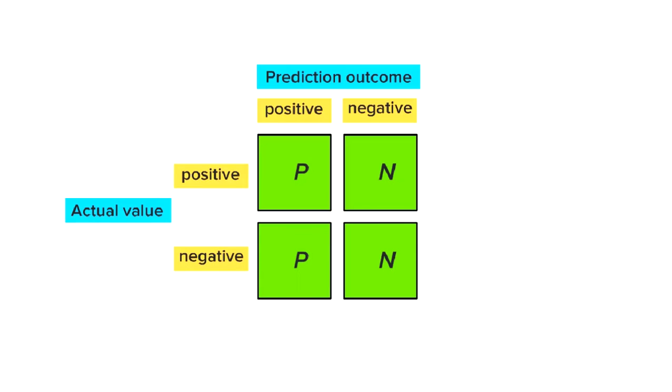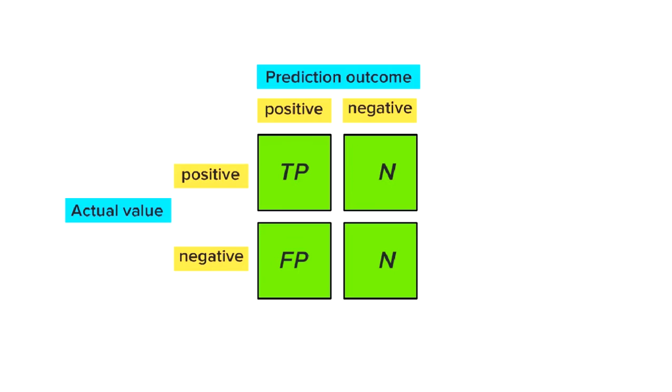Now, if the class predicted by the model is positive and the actual class is also positive, this means that the prediction made by the model is truly positive. Therefore, we can write T in the cell corresponding to the positive predicted outcome and the positive actual value. Similarly, if the predicted outcome is positive but the actual outcome is negative, which means that our prediction is false positive, we can write F in the cell corresponding to the positive prediction outcome and the negative actual value.